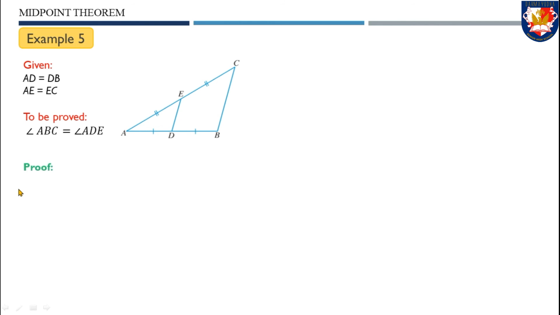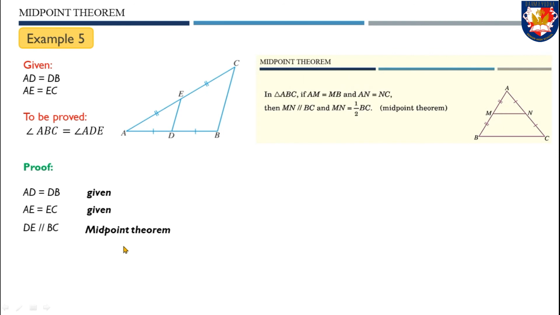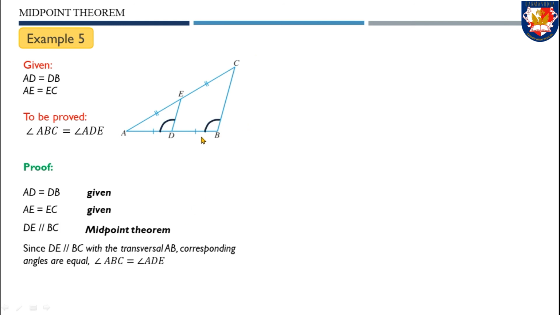Let's begin our proof. Rewrite all the information in the question. AD equals DB and AE equals EC as given in the question. And using the midpoint theorem, we conclude that DE is parallel to BC. Now, we use these parallel lines. That means that corresponding angles are equal. Angle ABC equals angle ADE. This completes our proof for this question.